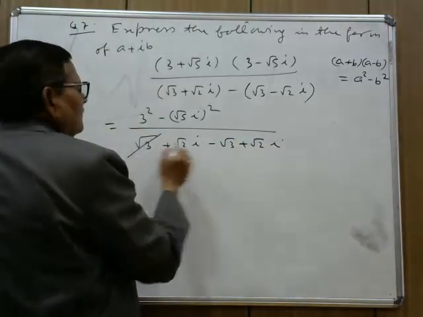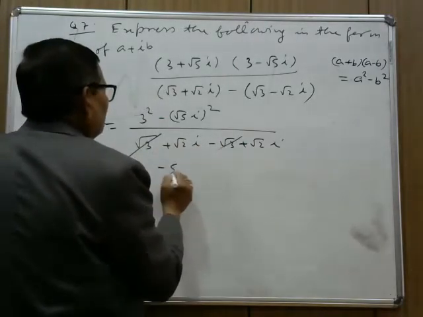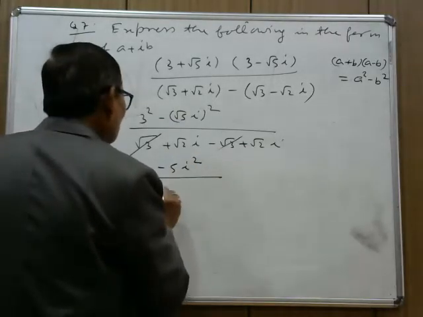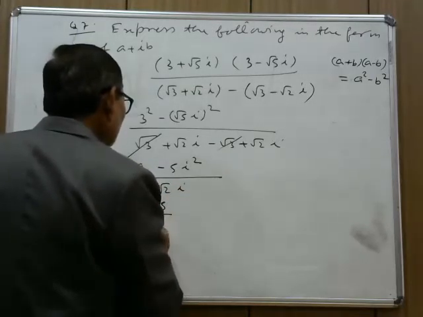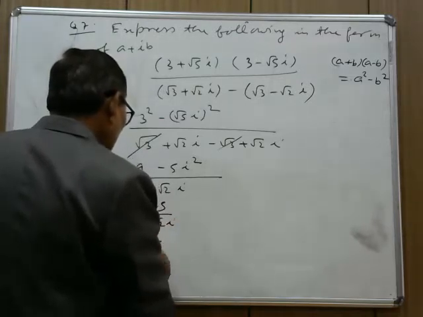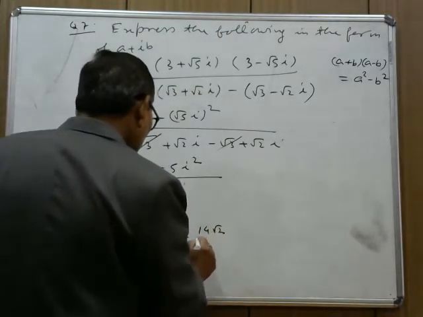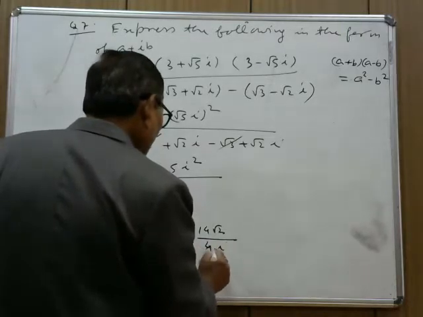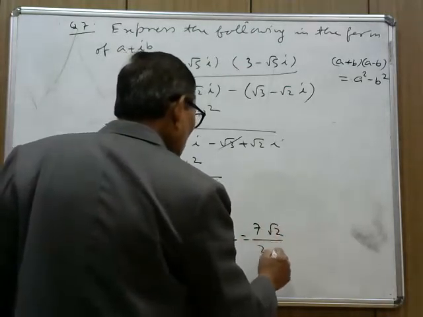So this root 3 and this root 3 will be cancelled, and this is 9 minus 5i square upon root 2i plus root 2i is 2 root 2i. So you can write (9 plus 5) upon 2 root 2i. So that is equal to 14 upon 2 root 2i. So you can write 14 root 2 upon 4i. 2 4s are 8, 2 7s are 14. That is 7 root 2 upon 2i.